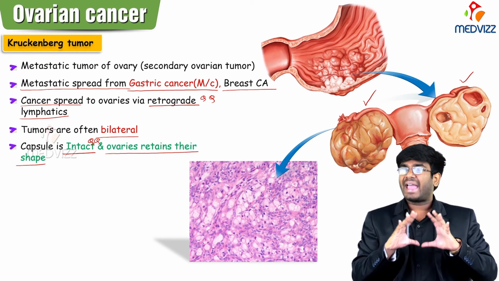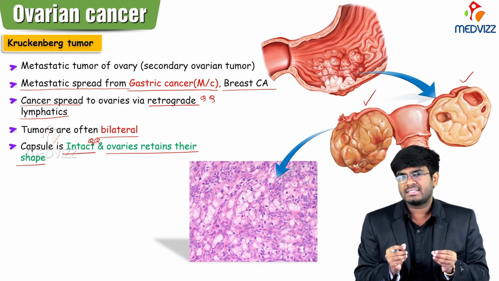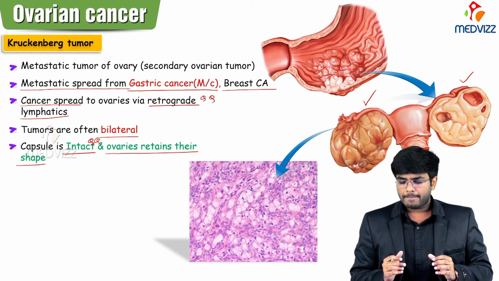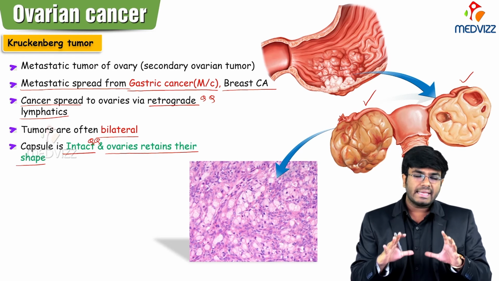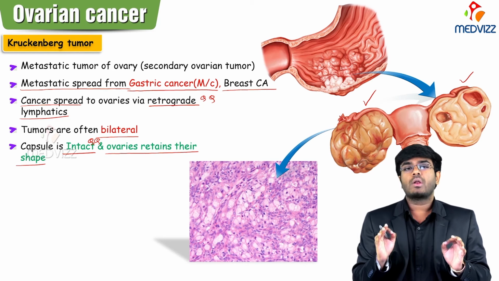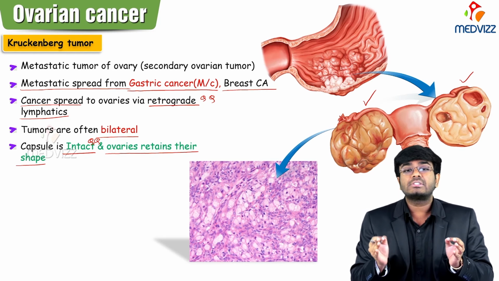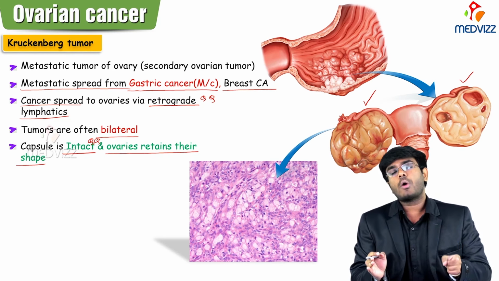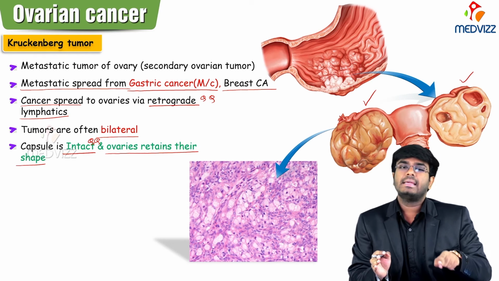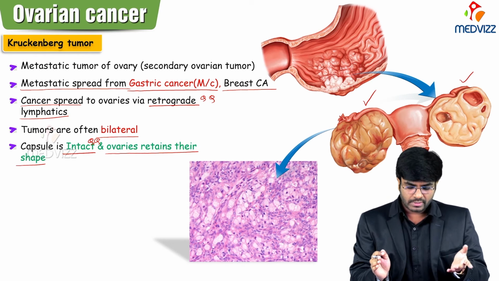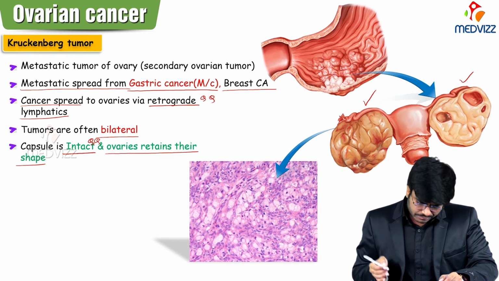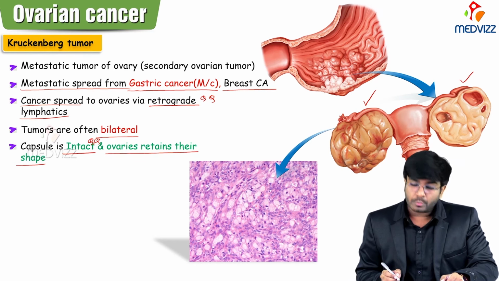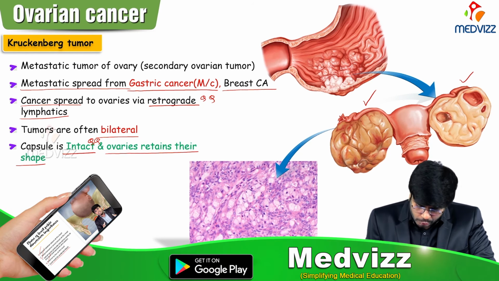The tumor is mostly waxy in nature. Okay, waxy consistency, and important points are they are symmetrical, ovaries retain their shape, and the capsule around the ovary is intact. It's not ruptured, and the most common site for the metastasis is gastric cancer. Now, if you do the biopsy and see on histopathology, you can see the tumor cells.